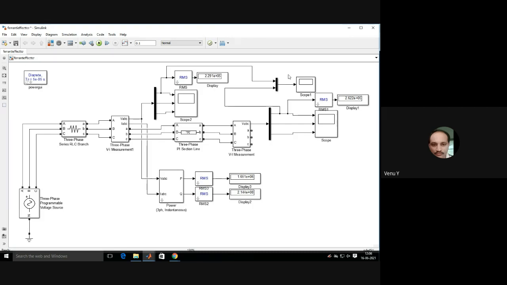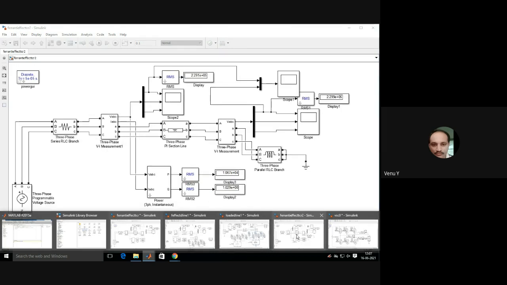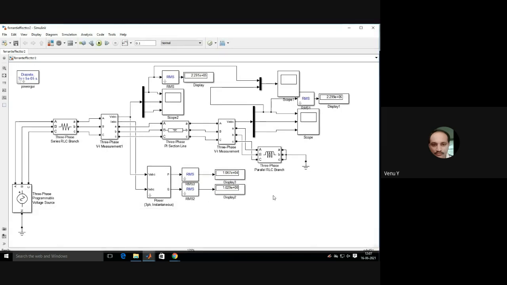Now you got the Ferranti effect. This is the Ferranti effect of the power system that is considered. Now how to mitigate this Ferranti effect? By using a simple reactor, you can mitigate the Ferranti effect.